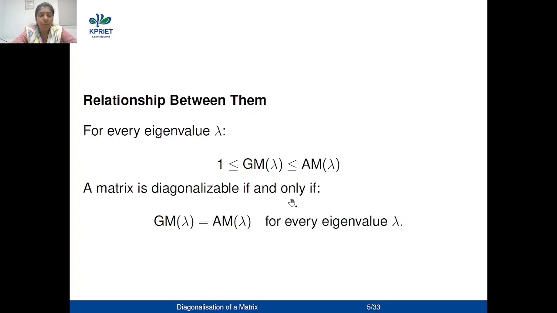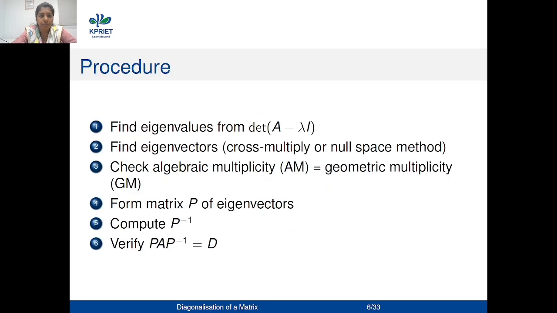And the relationship between the arithmetic and geometric multiplicity is that the geometric multiplicity of the eigenvalue is always greater than or equal to 1, and this geometric multiplicity should be less than or equal to the arithmetic multiplicity. And if for any eigenvalue the geometric multiplicity and the arithmetic multiplicity are equal, and this holds for each and every eigenvalue of the given matrix, then we can say the matrix is diagonalizable.